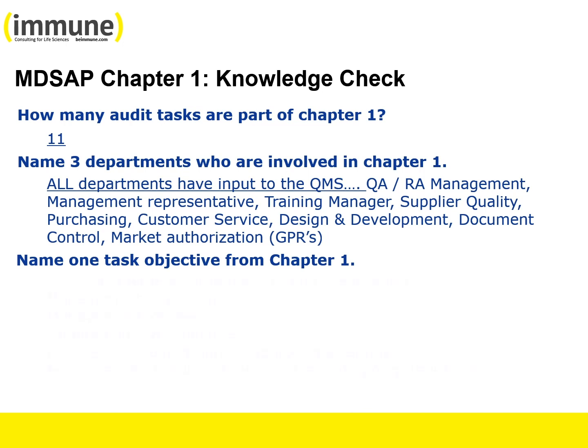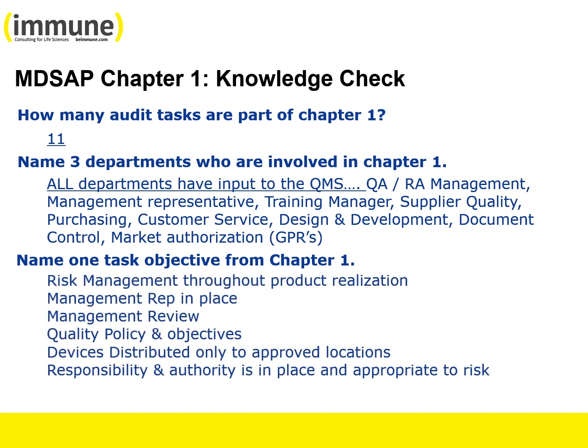There are many to name listed below, but if you stated risk management throughout product realization, confirming that a management representative is in place, confirming management reviews are conducted, that quality policies and objectives are established and measured, confirming that devices are distributed only to approved locations, or confirming that the responsibility and authority is in place appropriate to risk, you were correct. Moving on to Chapter 2.